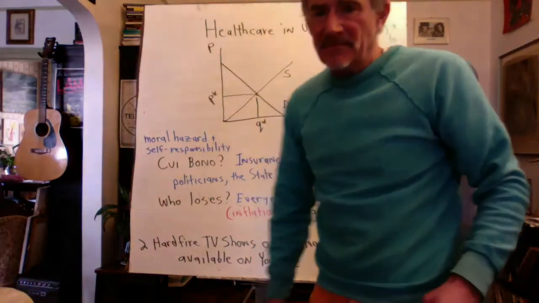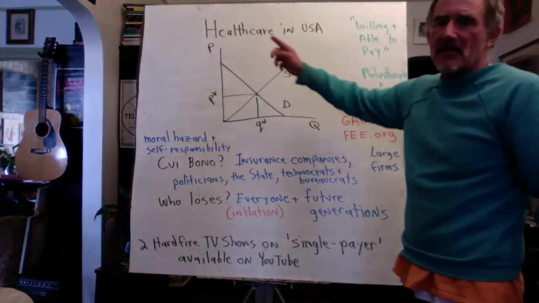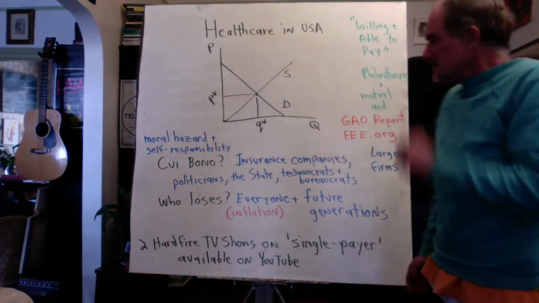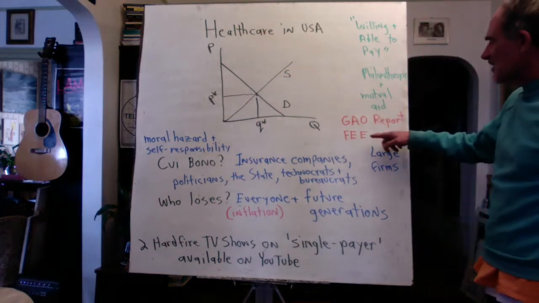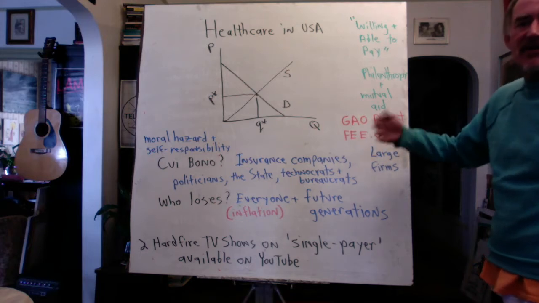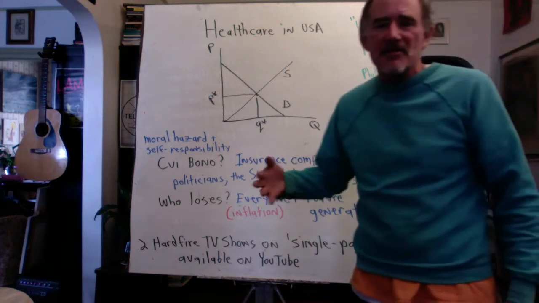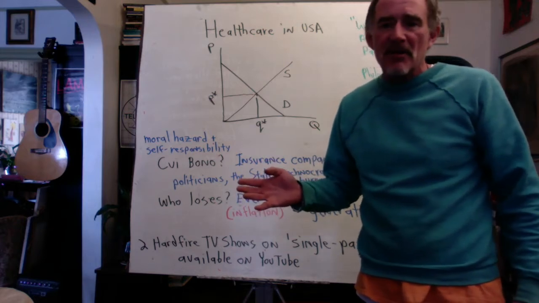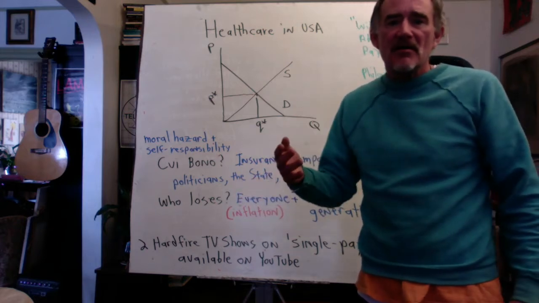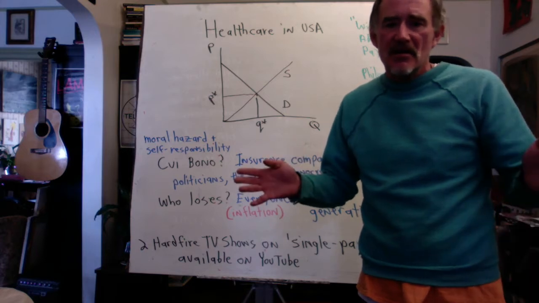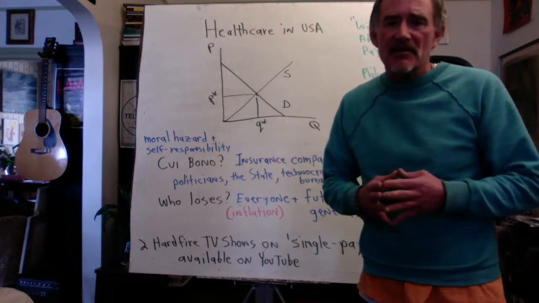In this segment on supply and demand, we're going to look at healthcare in the USA. We've learned from fee.org that healthcare inflation is 3 times, however you're measuring inflation, using what index, by whom, with what data and for what reason. Healthcare inflation is 3 times inflation in the rest of the economy in the USA.